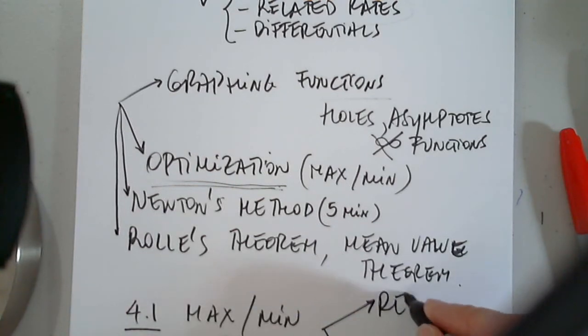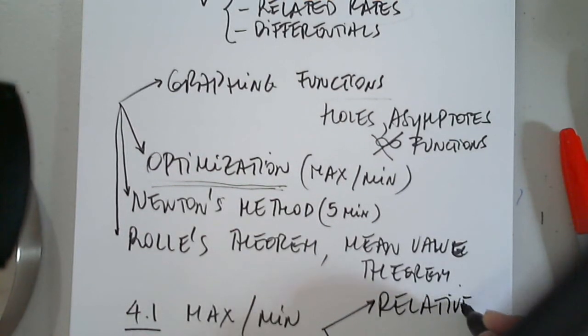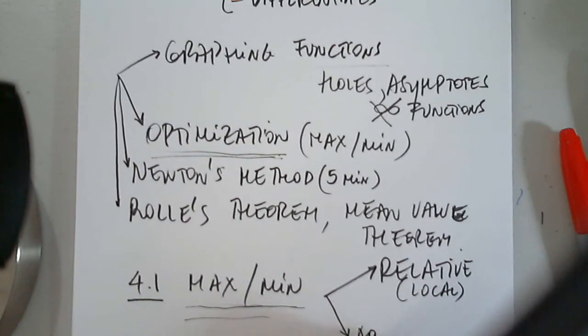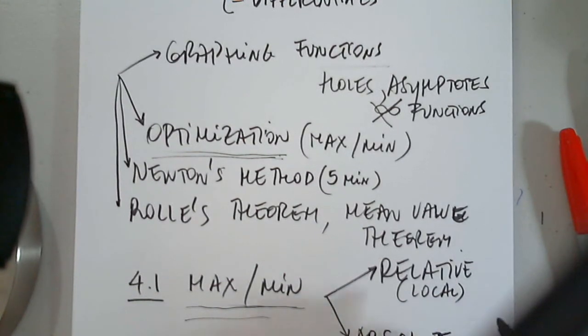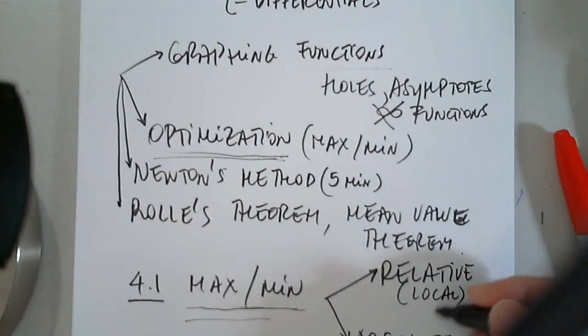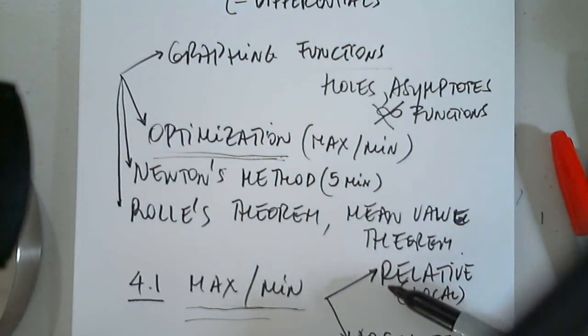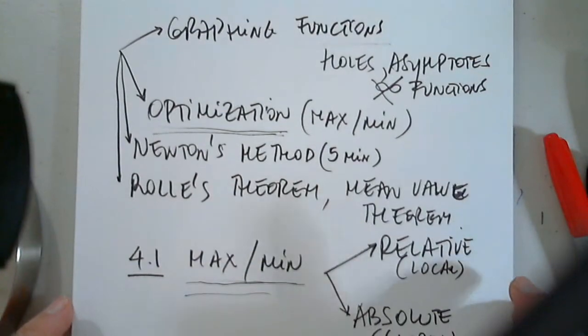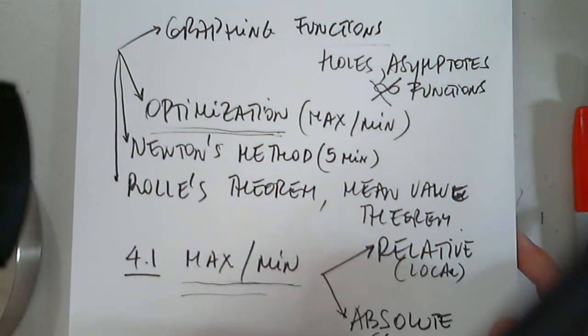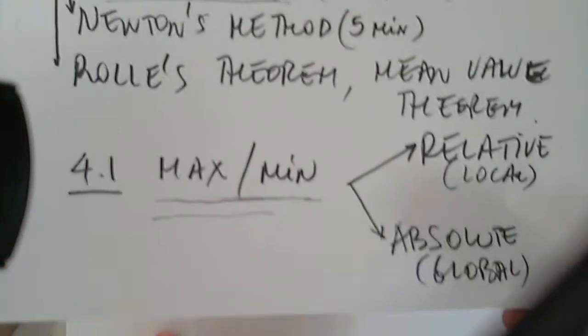Something called relative, also called local, same thing, max or min, and something called absolute, also called global. They're interchangeable. So in some books you're going to find relative, in others you're going to find local, absolute, or global. It's not important, as long as we know what we're talking about. So I'm going to talk about the difference between the 2 first.